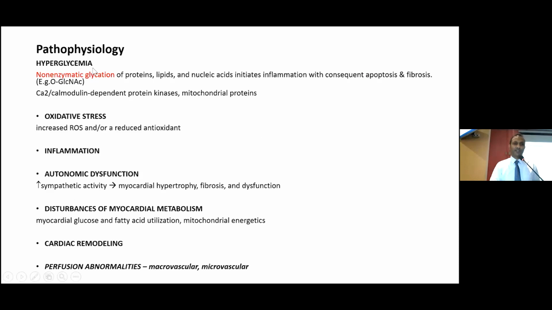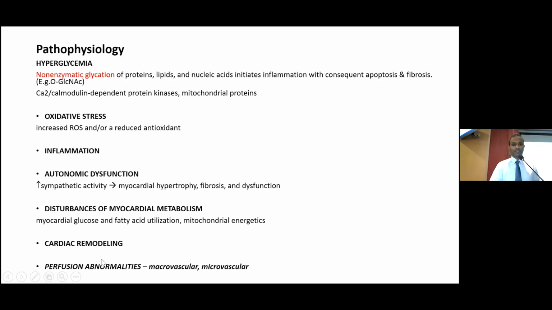So what is the pathophysiology? They can have hyperglycemia, and non-enzymatic glycation of various amino acids and proteins can give rise to this, especially the O-GlcNAc product, giving rise to various calmodulin kinases and mitochondrial changes. They interact with these proteins and can cause this pathogenesis. And there's oxidative stress with increased reactive oxygen species and reduced antioxidant properties. And there's inflammation and autonomic dysfunction, which give rise to myocardial fibrosis, resting tachycardia. They can have altered myocardial metabolism, mitochondrial energetics will be impaired, and there is suboptimal use of glucose and fat. And there is cardiac remodeling as well.